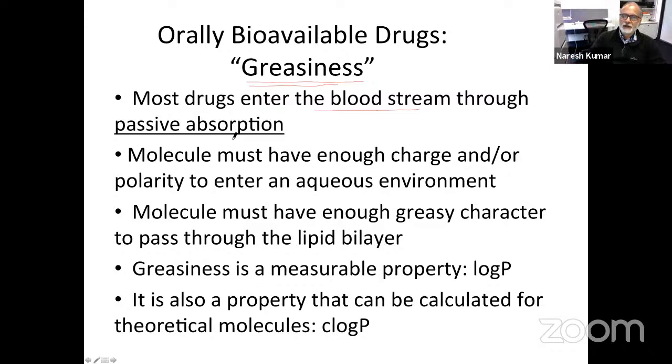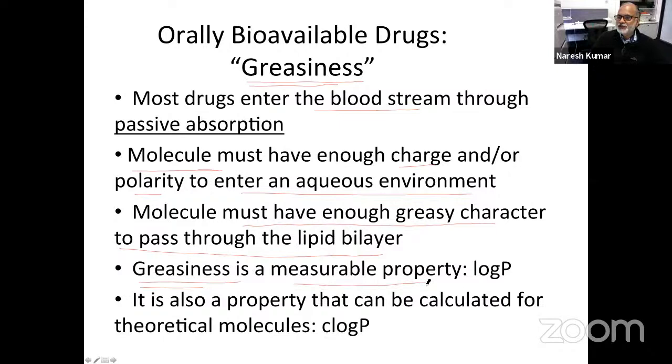So that means the drug molecule must have enough charge and polarity to enter the aqueous environment. Because in the intestine, when you're taking the pill, there's an aqueous environment, okay? So there must be some sort of charged polar group associated with the molecule so that it can enter the aqueous environment. And it must also have greasy character to pass through the lipid bilayer, because the lipid bilayer we just saw is made up of those fatty chains. So the molecule should be able to get through that greasy lipid bilayer into the bloodstream.